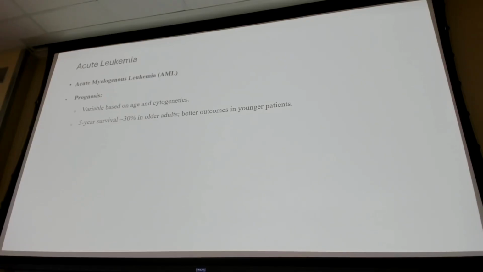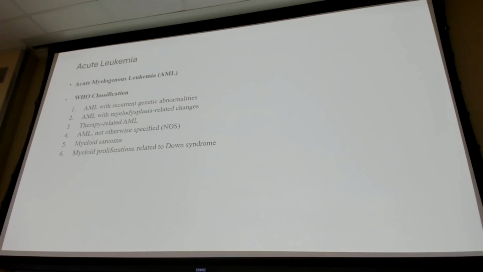Prognosis, yeah, variable, right? Five-year survival is better in younger patients. What's considered younger? Younger than 68, right? Got it. But a lot also depends on the cytogenetics of it, because some of these diseases are more aggressive than others. AML, WHO classification, yep, got it. Again, don't lose sleep over that stuff.